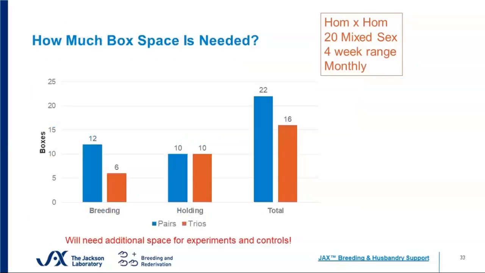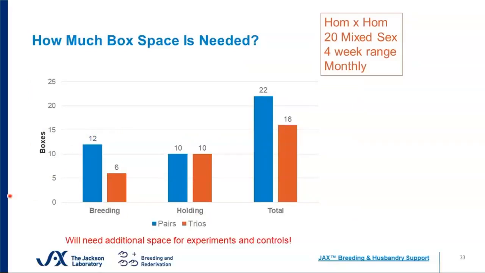And then from that, we can actually figure out how much box space we need to produce every one of those cohorts. If we breed in pairs, we're going to need 12 boxes just for breeding. Breed in trios, we'll need 6 boxes. We're going to need 10 boxes for holding all of the mice because we need 2 boxes, 1 male, 1 female every week from 3 to 8 weeks of age, so that's 5 weeks. And then total, that's 22 total boxes if we breed in pairs, 16 total boxes if we breed in trios.